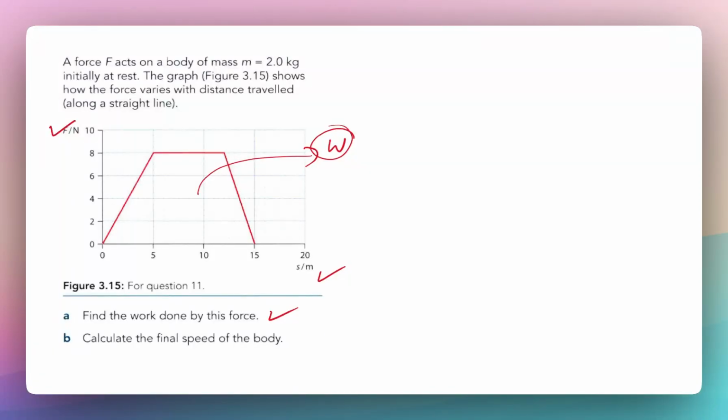Part B says calculate the final speed of the body. So the work done also equals the change in kinetic energy, which means the final kinetic energy minus the initial kinetic energy. Here we have to find the speed, so if we can find the final kinetic energy, we should be able to find the speed. For that, we will also need the initial kinetic energy. So let's look back at the question and see if we have some information about it.